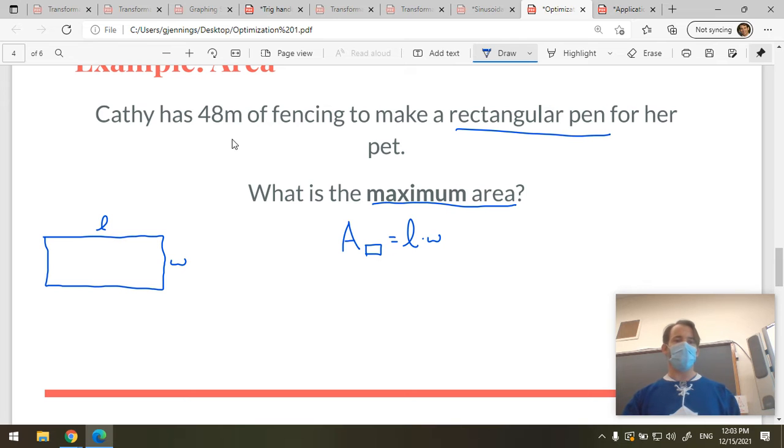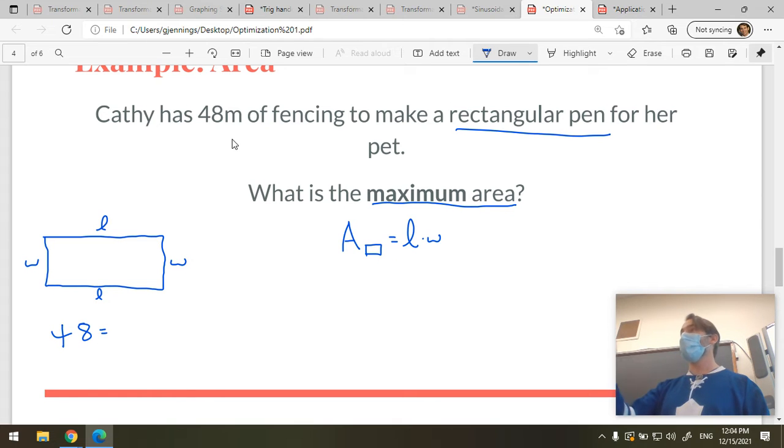What's the total perimeter of my rectangular pen? 48. What's another way to say 48 in this situation? Here, I'll give you a hint. That's the length over there, and that's the width over there as well. 48 equals, because it told me to make a rectangular pen.